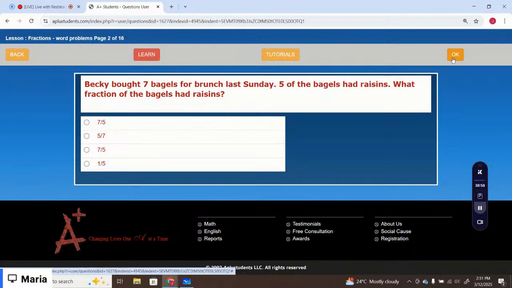Becky bought 7 bagels for brunch last Sunday. 5 of the bagels had raisins. What fraction of the bagels had raisins? So, which is the correct option? That is 5 out of 7. Option number 2 is the correct option.